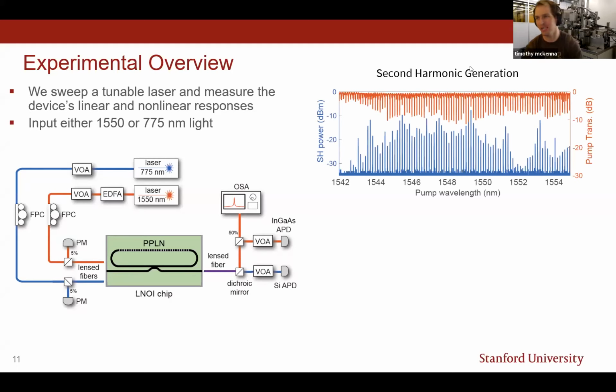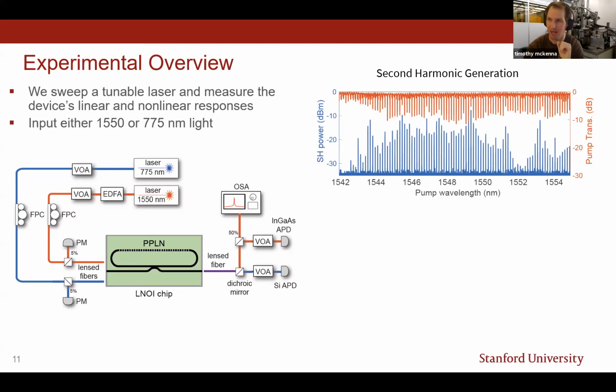So here's a very typical experiment in second harmonic generation, where we'll sweep the laser. These are tunable lasers we normally use. We'll sweep the laser from like 1540 to 1554, and the red is the pump transmission. So this is normally what you would expect with a resonator. You'll see dips where you couple light in at the resonances of your racetrack. But what you'll also see is peaks where second harmonic generation is resonantly being enhanced. So you see peaks where the SHG takes place.